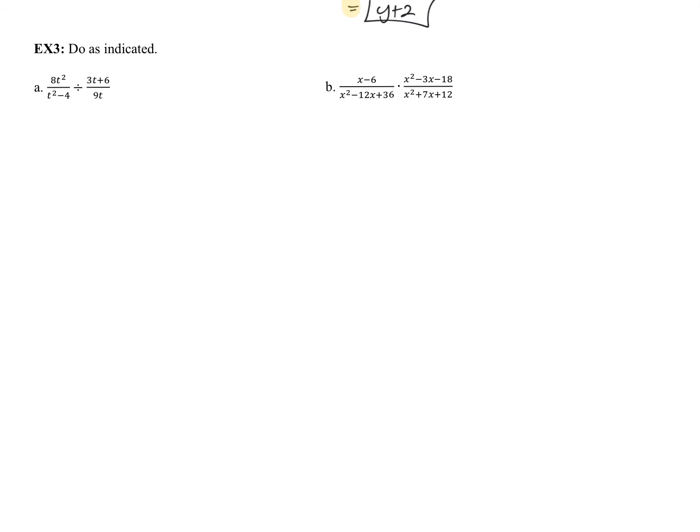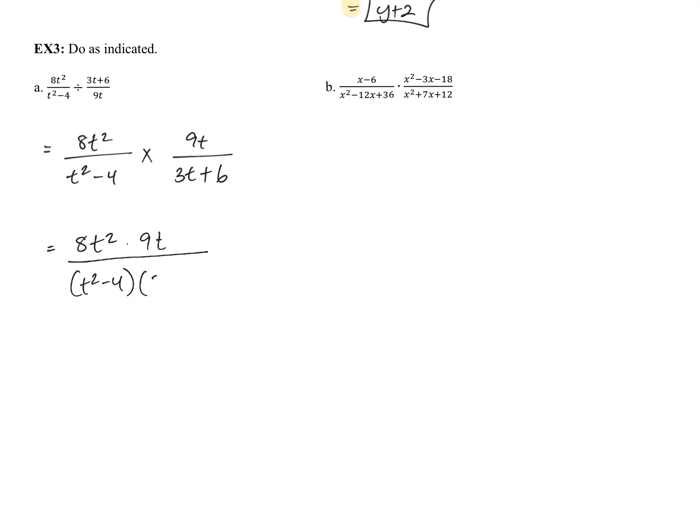Well, in general, I don't like division, so let's change this from division to multiplication. So we're going to go ahead, change that, and then we get 9t divided by 3t plus 6. All right, so we got that figured out. So the next thing we need to do is let's go ahead and multiply them together. So we have 8t squared times 9t all over t squared minus 4 times 3t plus 6.